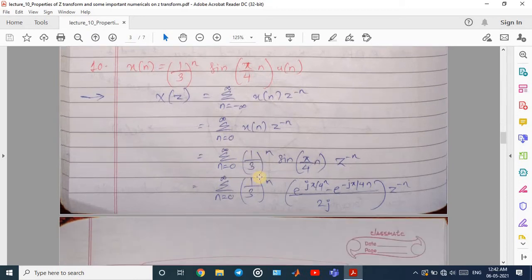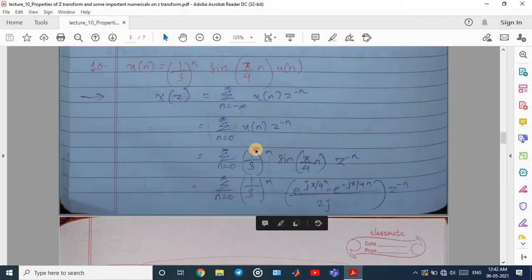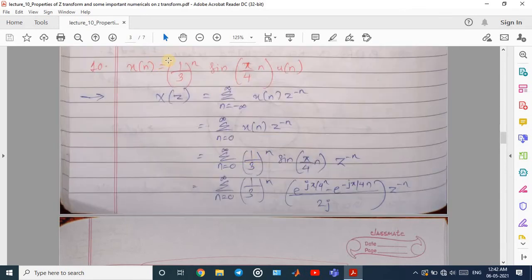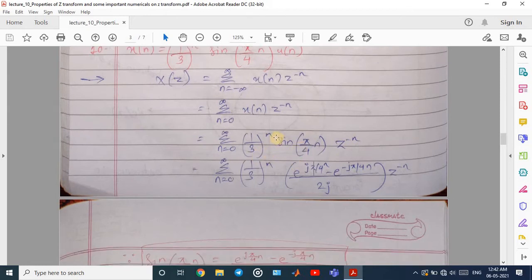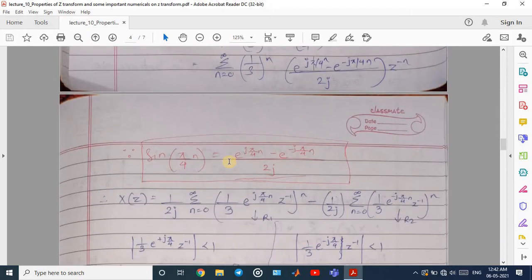Okay, next step you have to write down x of n. So write down x of n here as it is with z to the power minus n. So now there is a term, sine of pi by 4 n, it has a value, so its value is given here.